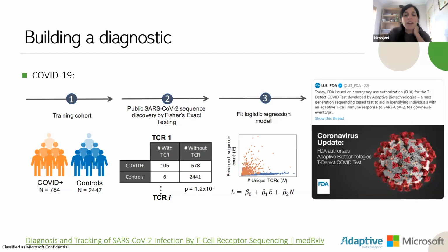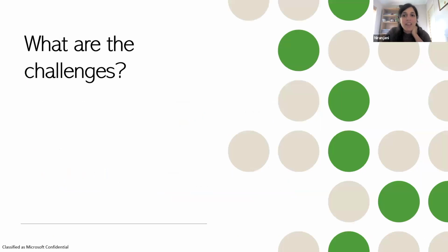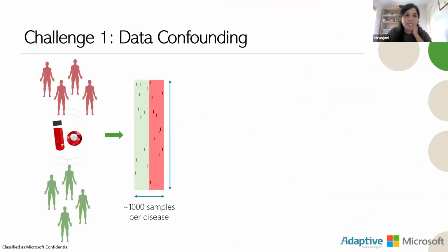In March 2021, Adaptive released an FDA-approved test for COVID-19, which was an exciting milestone for TCR-based diagnostics. And so this all seems quite promising, but what then are the challenges? The complexities of immunomics data begin with, of course, what's inside an individual blood sample from which Adaptive sequences and counts these TCRs.